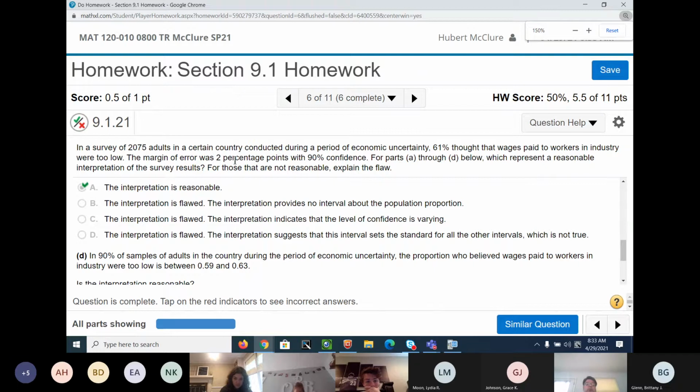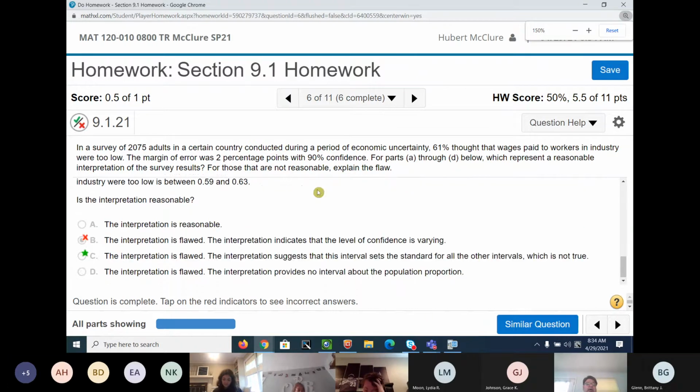Okay, it says the margin of error was 2 percentage points with 90% confidence, for parts A through D, which represents the interpretation is reasonable. Okay, what does that mean? Well, if you had 110% here, that would not be reasonable. If you had 51 percentage points, that would not be reasonable. You want a low percentage, between 0 and 100. What about a 100% confidence level? No, that's unobtainable. I would not go with a low confidence level. So most of this is pretty much reasonable.